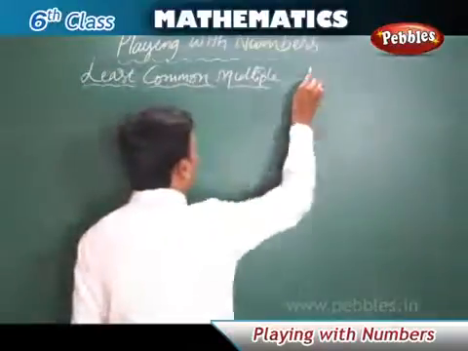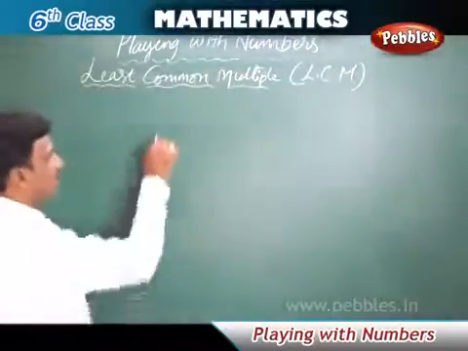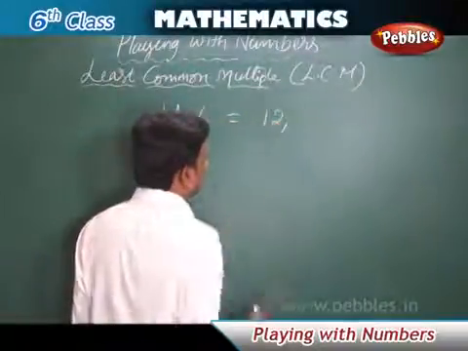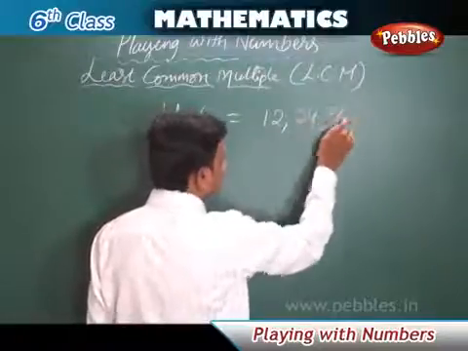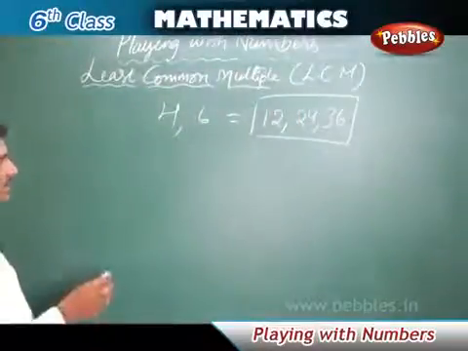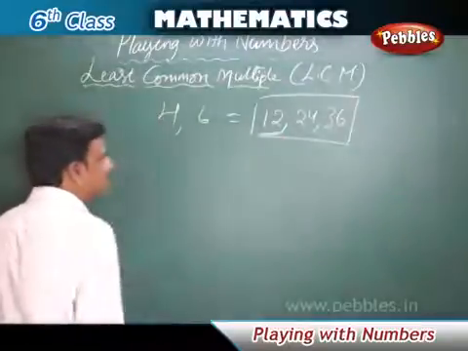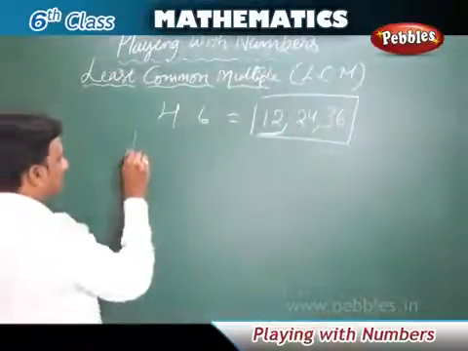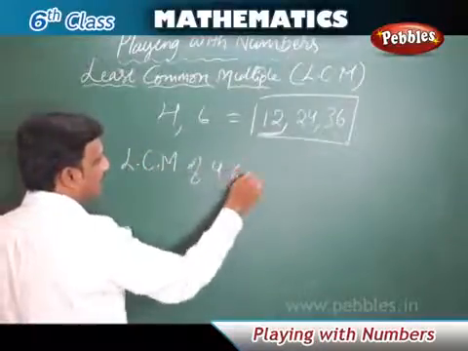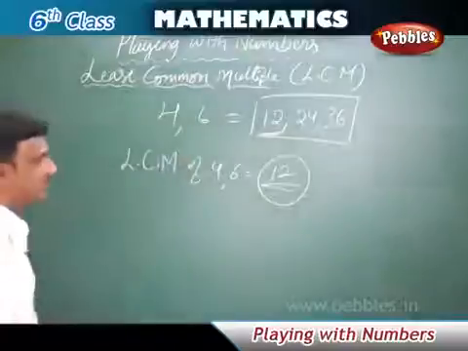Least common multiple, LCM. Let us see what is LCM. We have seen the common multiples of 4 and 6. What are the common multiples? 12, 24, 36. So these are the common multiples of both 4 and 6. Out of these common multiples, the lowest one is called the least common multiple. So the least common multiple of 4 and 6 is 12. So 12 is the LCM of 4 and 6.